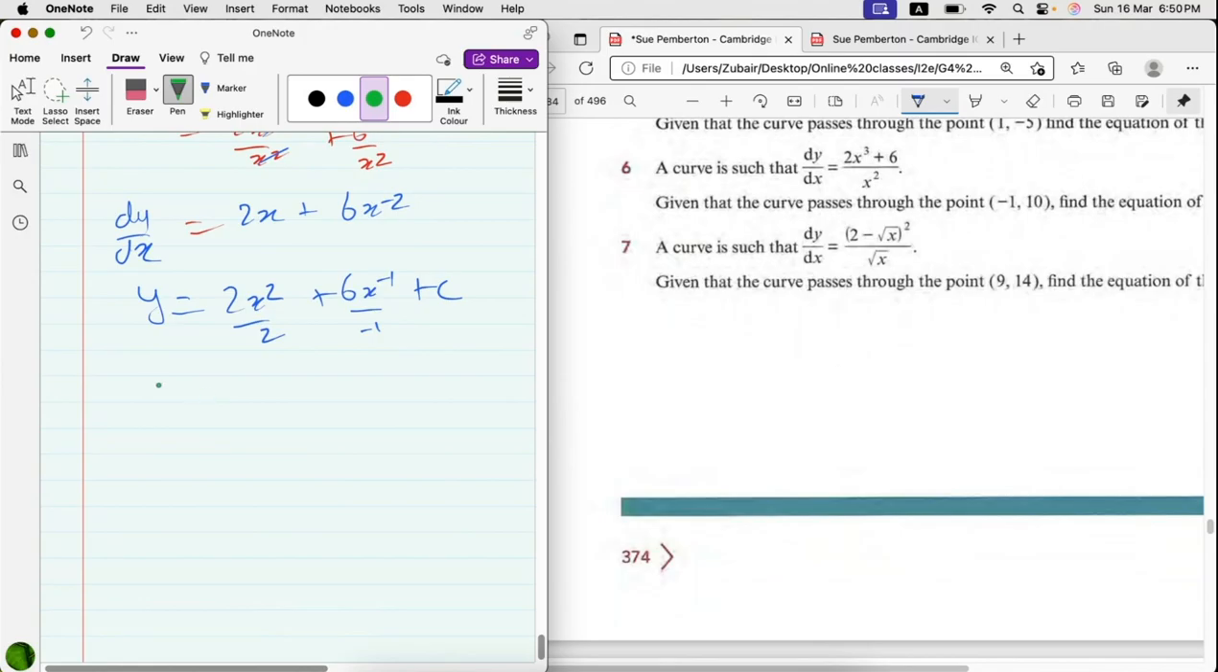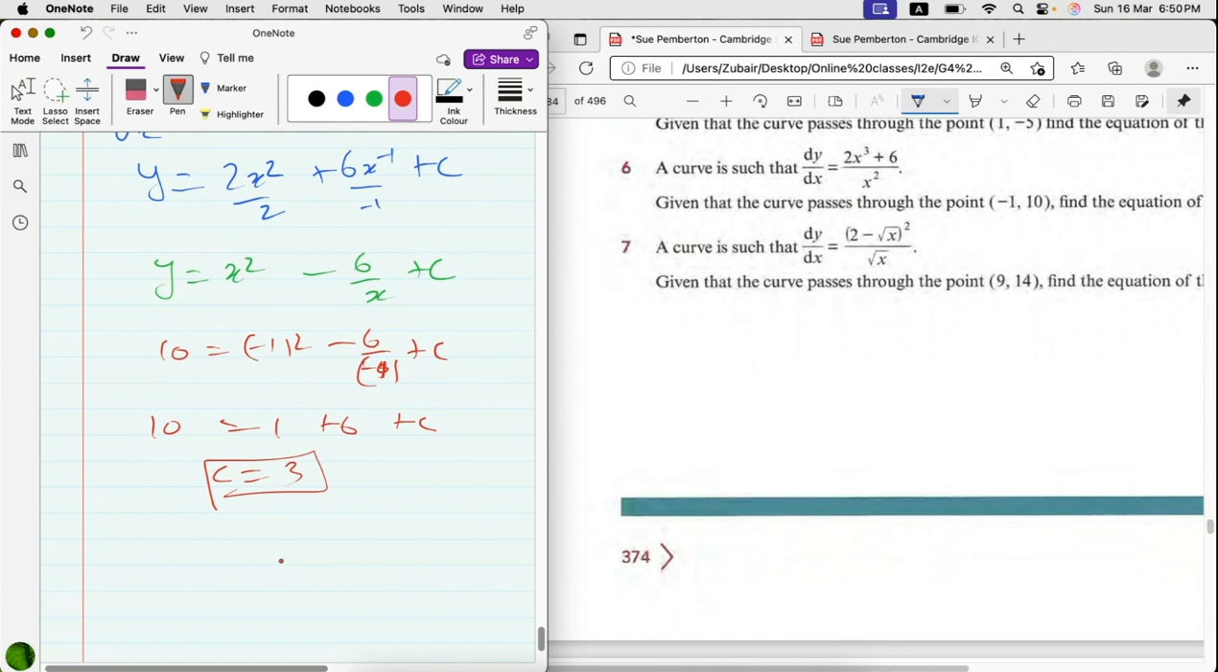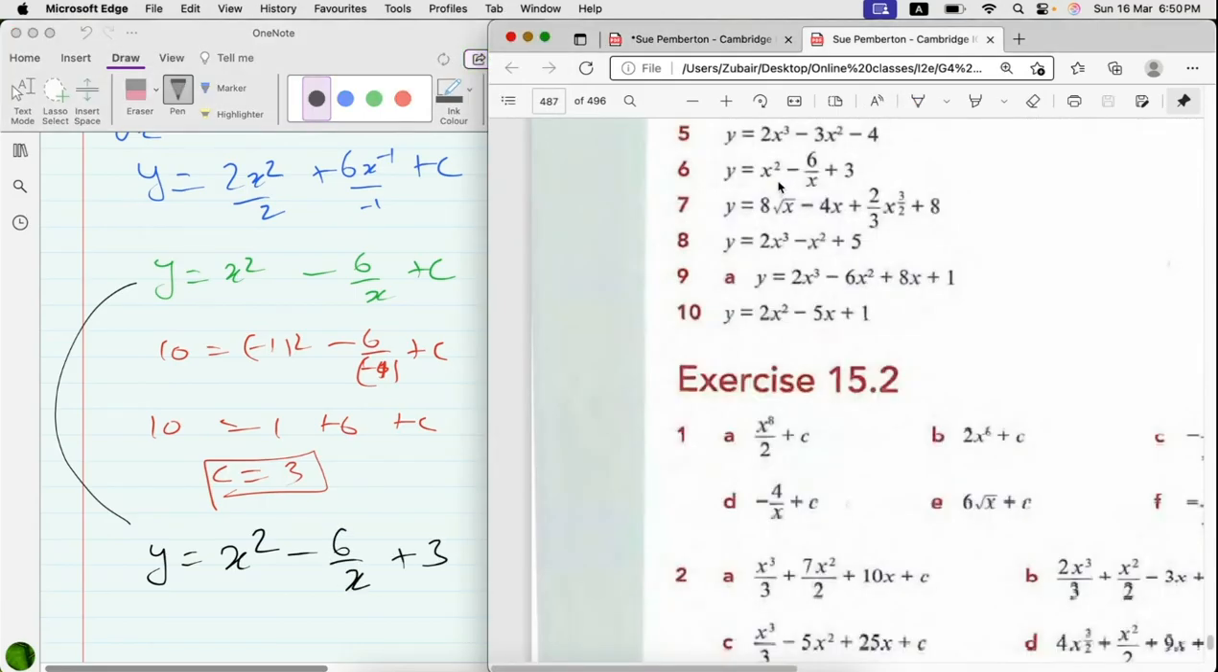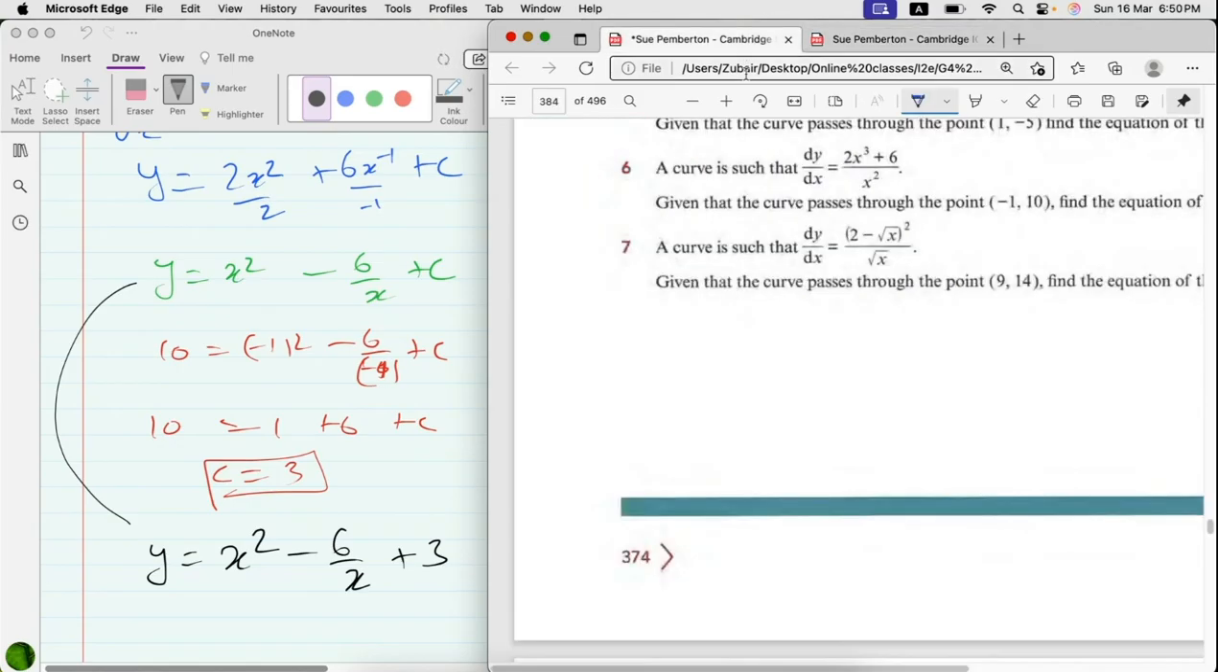So this is going to be y is equals to x square minus 6 over x plus c, and x is minus 1, y is 10. This is 10 equals minus 1 squared minus 6 over minus 1 plus c. So that's 1 plus 6 plus c, that's 10. 7 plus c is equals to 10, c is equals to 3. When c is 3, I have it simplified. Y is equals to x square minus 6 over x plus 3. This was number 6.